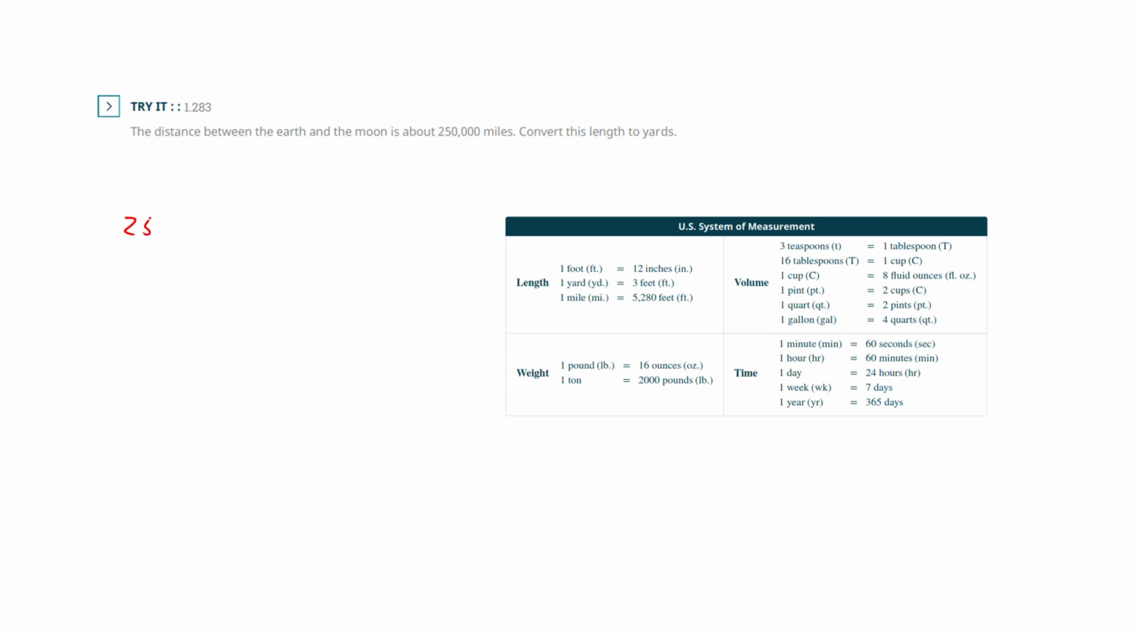Okay, so I've got 250. So I'm doing miles to yards. So I didn't know this one. So we're going to do miles to feet first of all. So 1 mile, so I'm using this line right here first. 1 mile is 5,280 feet. And now we're going to go from 3 feet, so I'm using this one. 3 feet is 1 yard.